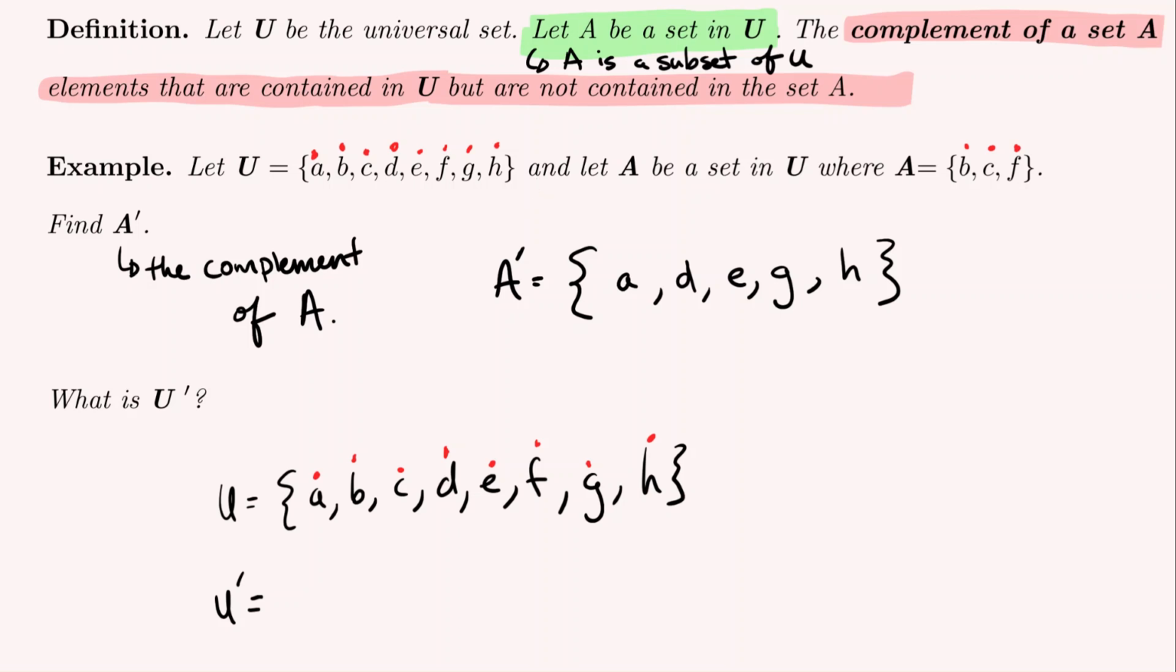So U complement, the complement of the universal set, is the empty set, because there's no elements that are in U but not in U, right? Because the complement of U, the universal set, are all the things in U, but at the same time are not in U. No such thing can be in both groups, so the complement to the universal set is always the empty set.